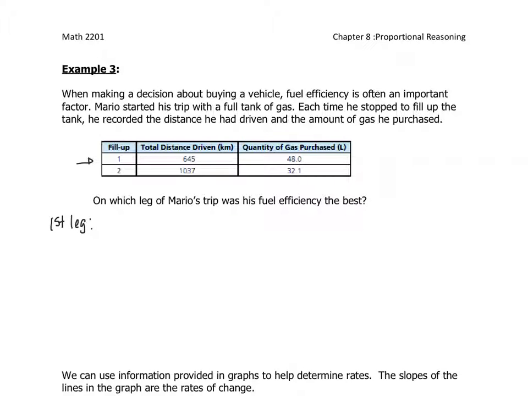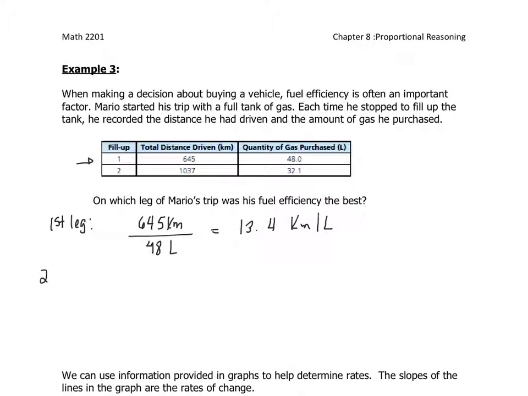So fuel efficiency would be the number of kilometers per litre, more than likely. So 645 kilometers in 48 litres. So that would be 645 divided by 48, which would give you 13.4375, which rounds off to 13.4 kilometers per litre.